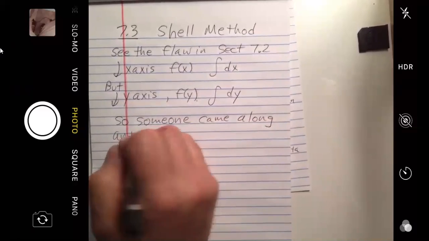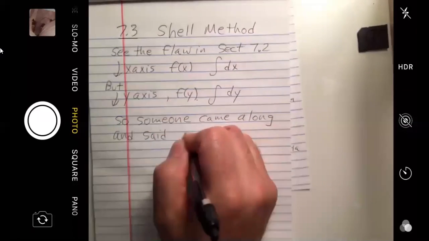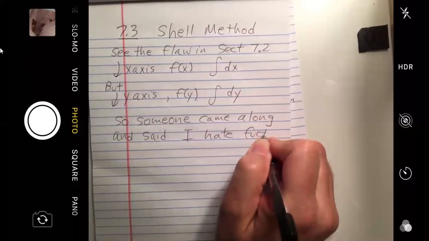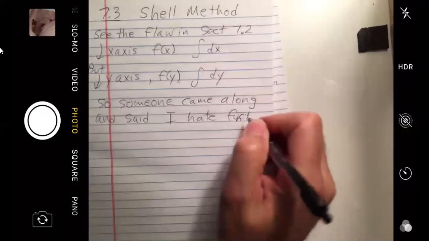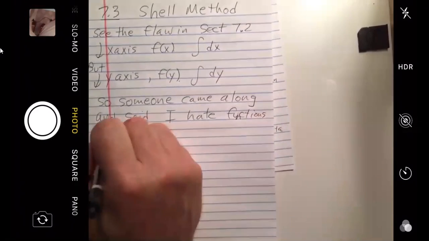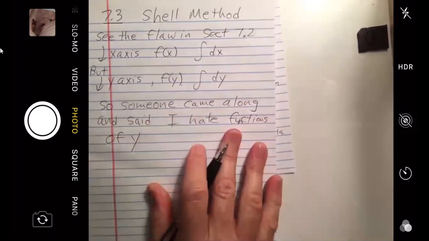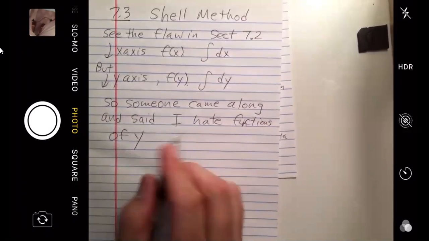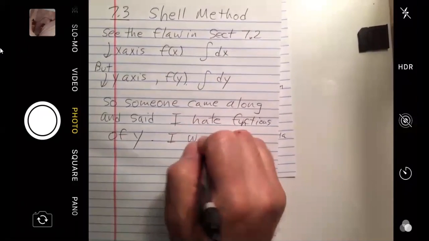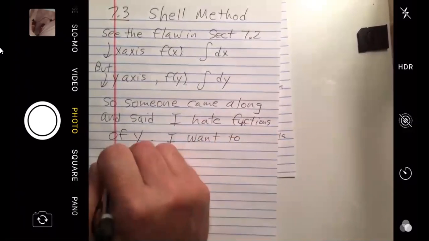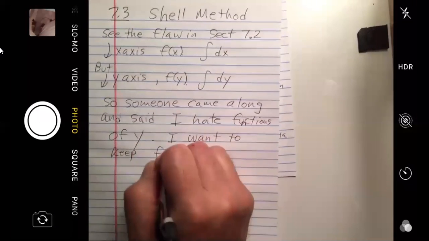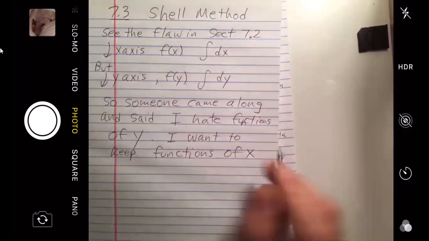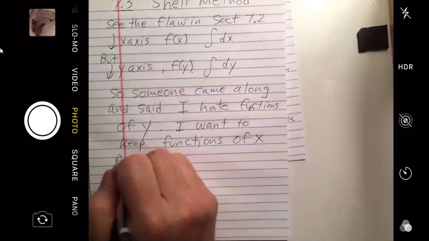and said, I hate functions of y. And there are some you want to do where you can't really get functions of y. I want to keep functions of x but still go around the y-axis.